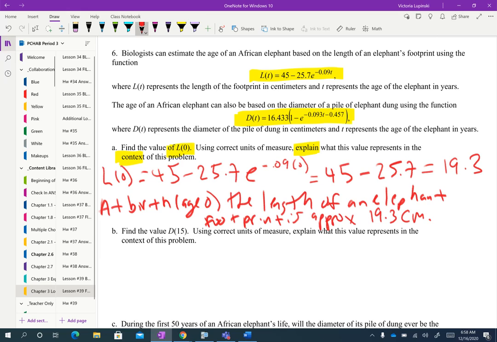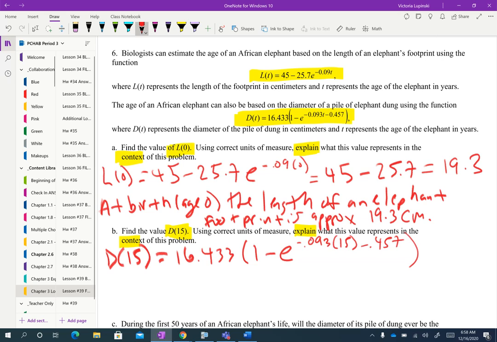So here in part B, it asks you now to find the value of D of 15, and then again, explain what this value represents in the context of the problem. So in order to get one of the points, you would have to show that you correctly can find D of 15. So D of 15 is equal to, now this is a much more complicated equation, so you'd want to be extra cautious when you're plugging it into your calculator. So e to the negative 0.093 times 15 minus 0.457.